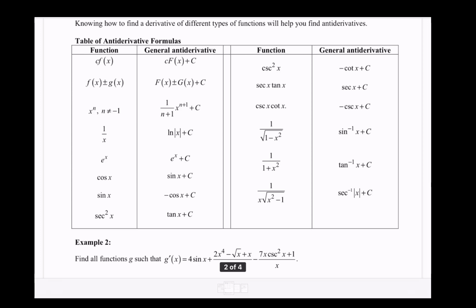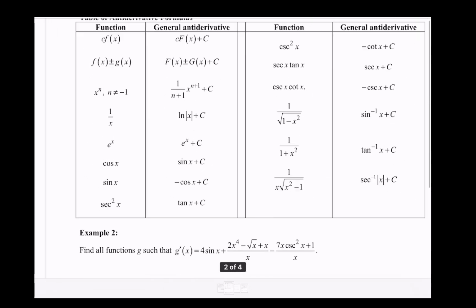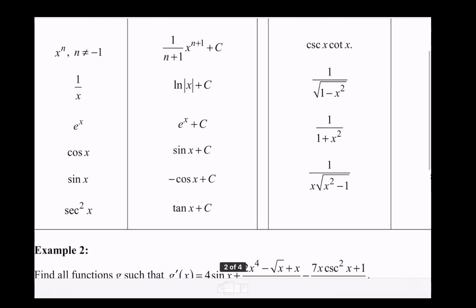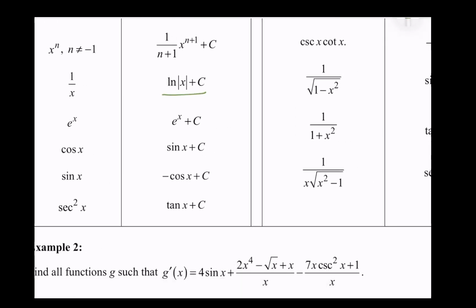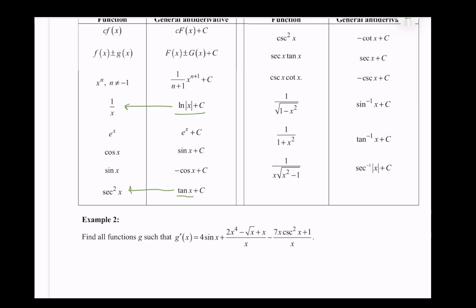So the first page in this whole packet is a reminder of derivative rules, and now you have some antiderivative rules. But they should look really familiar. So for instance, if we started off with our ln function, the derivative of ln, if we were to go this way, is 1 over x. Or if we had tangent, the derivative of tangent is secant squared. So all of the antiderivatives are just going the opposite way.